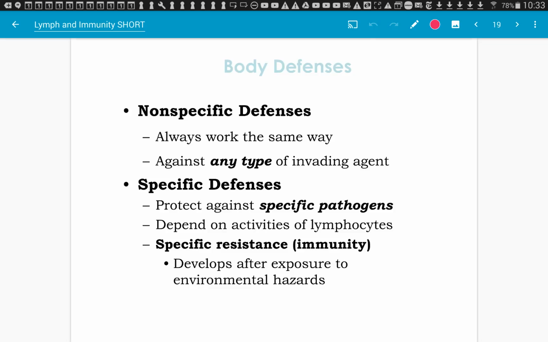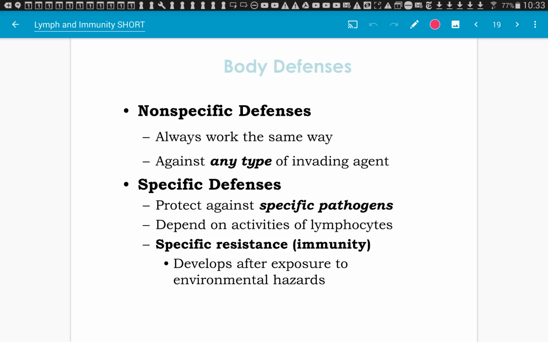So first, shortly, non-specific defenses, they will always work the same way, okay? And they'll work against anything that's foreign. And the next slide is a list of non-specific defenses, okay?